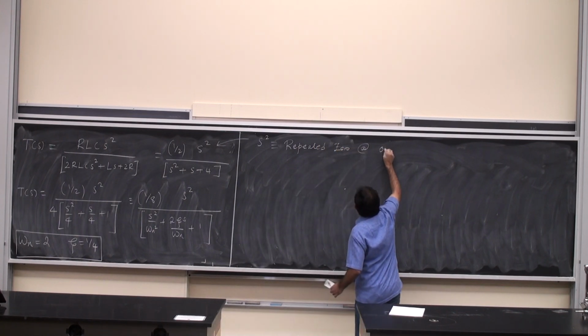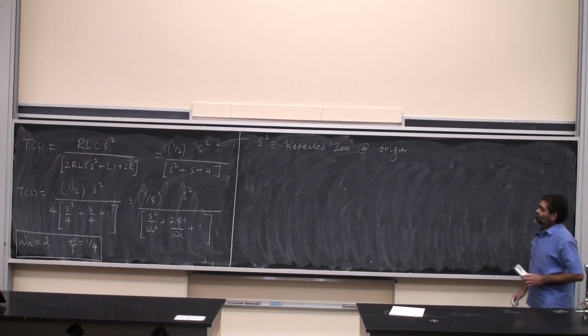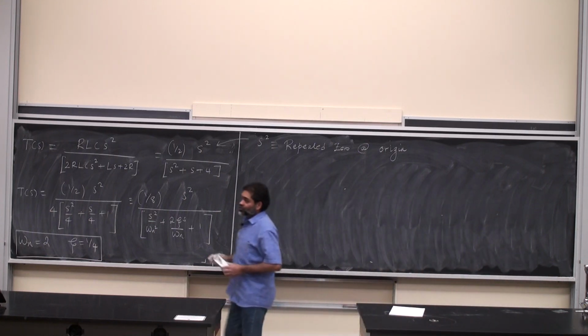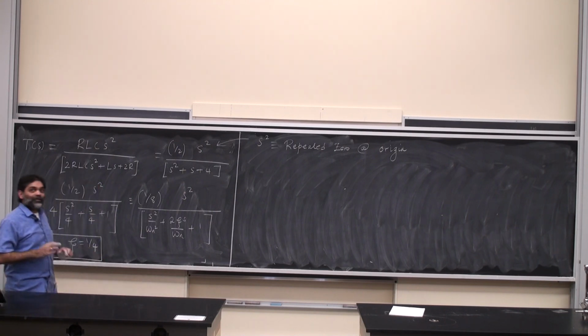At the origin. The significance of these things will be more clear once you do control system design, when you're going to draw the root locus plots and so on. That will tell you how to control the system behavior as a function of time. We are not going to go into those things today, nor in the next few lectures.